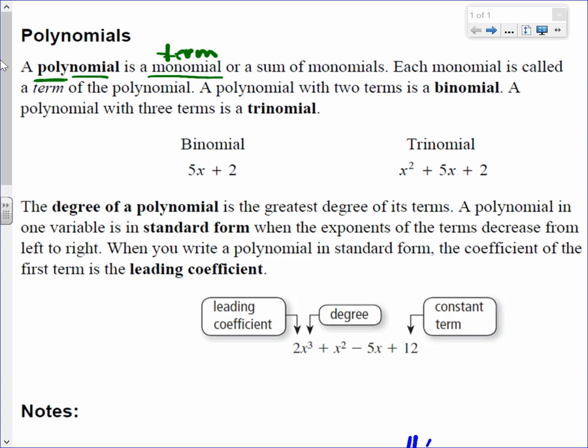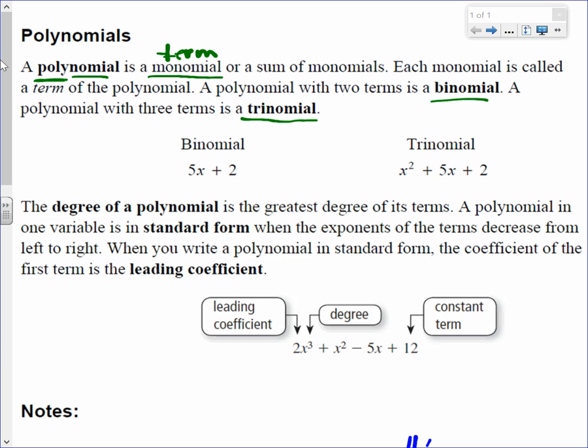Or a sum of monomials. Each monomial is called a term of the polynomial. A polynomial with two terms is a binomial. Bi means two. A polynomial with three terms is a trinomial. Look at the examples. Two terms.